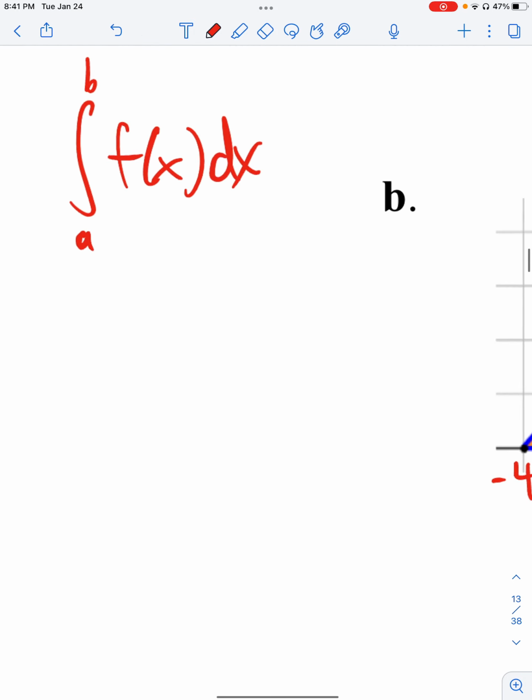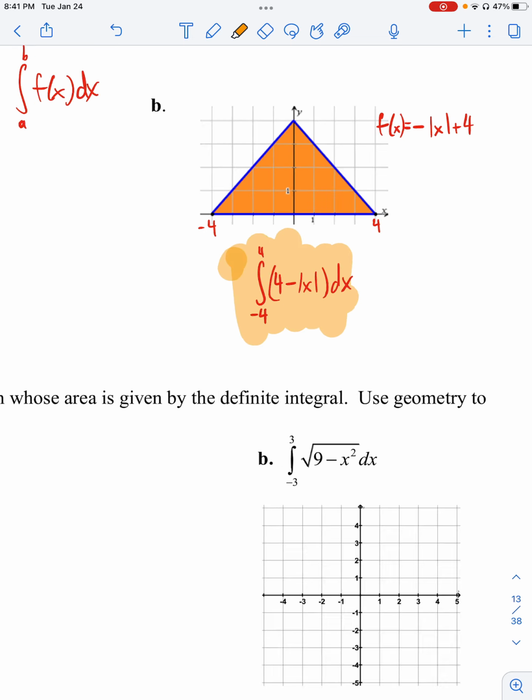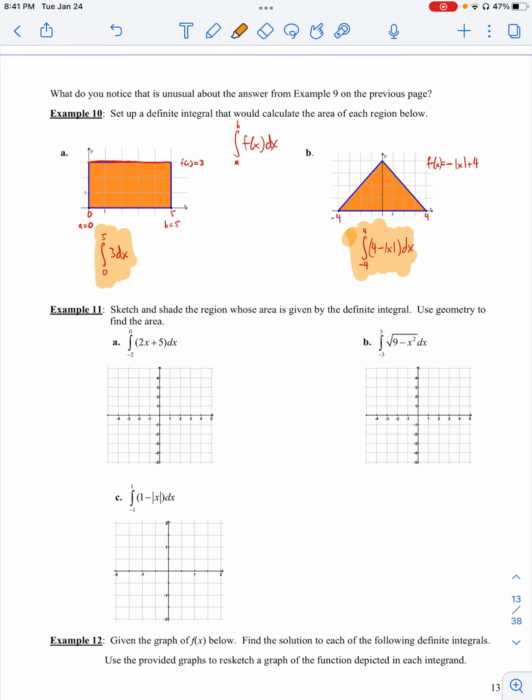Let's copy this formula down. So write down the little S thingy. My a on the bottom is -4. My b on top is +4. My f of x is going to be 4 minus the absolute value of x, and put that in parentheses, dx. That's how you do that one. Cool.